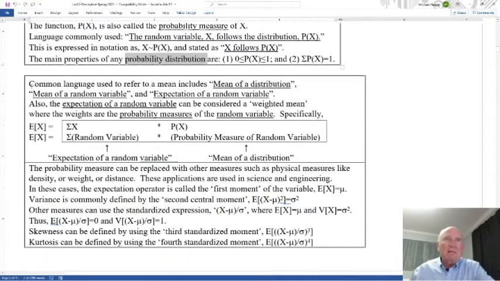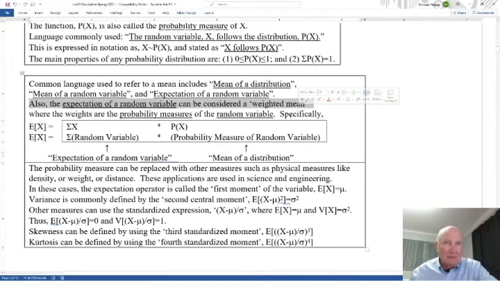Okay, let's go a little bit deeper. First of all, the common language used to refer to a mean includes the mean of a distribution, the mean of a random variable, the expectation of a random variable. All those mean the same thing. It's a slightly different perspective when you're talking about an average, a mean, or an expectation. Also, the expectation of a random variable can be considered a weighted mean.